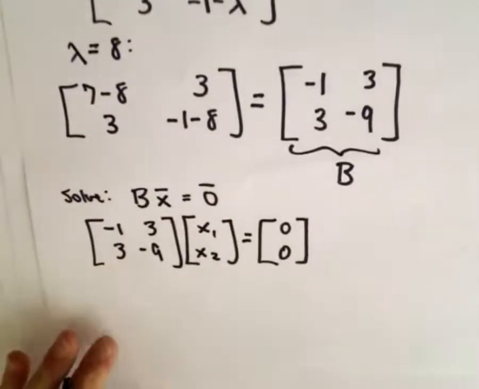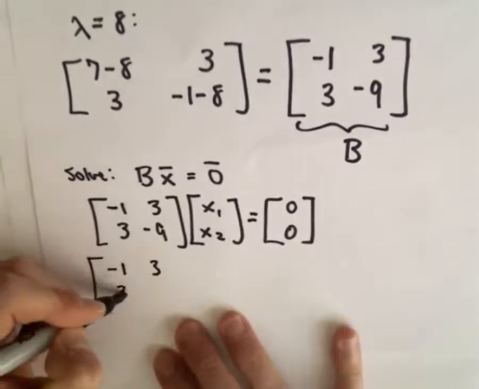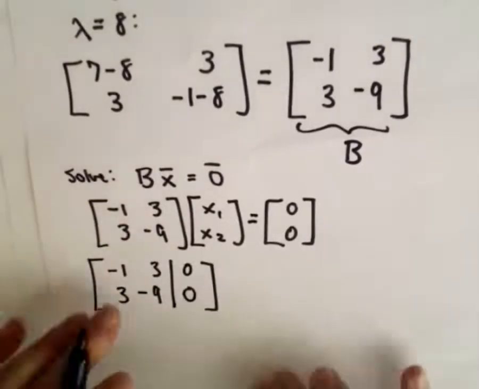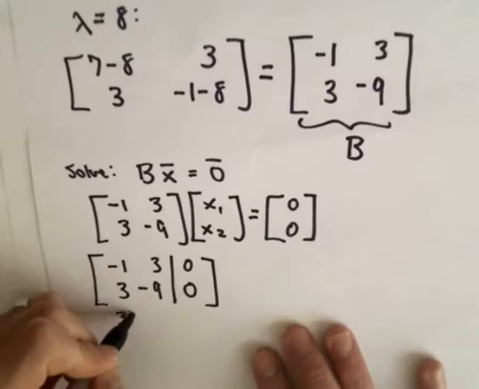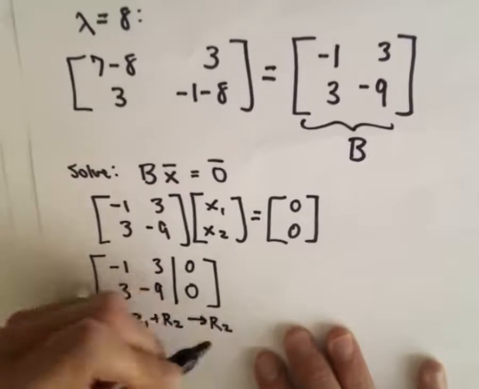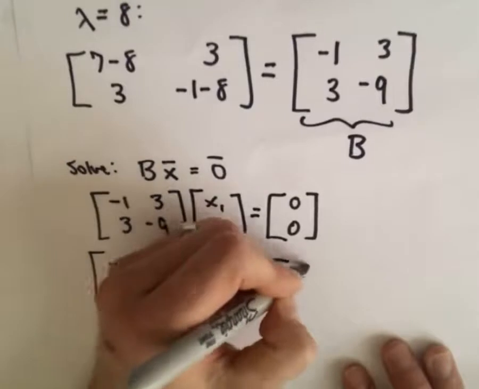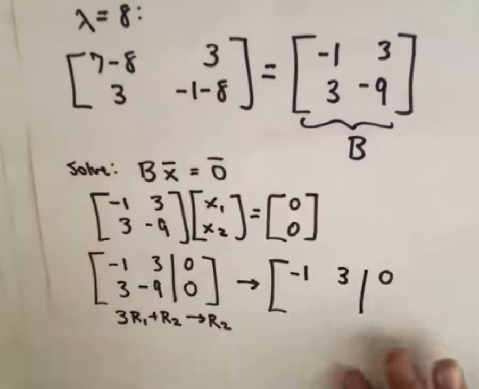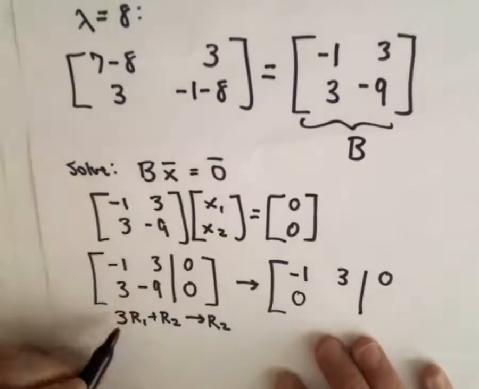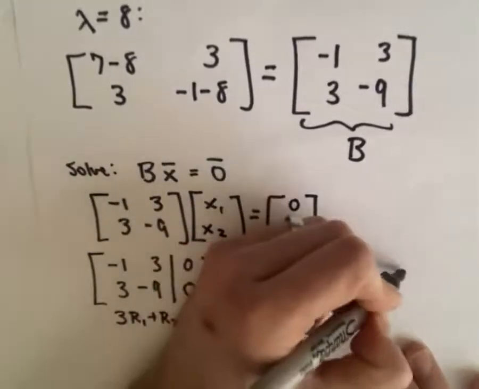So to solve this, I'm just going to use a little bit of row reduction. So we can write this as negative 1, 3, 3, negative 9, and the zeros. It looks like we could take 3 times row 1, add that to row 2 to give us our new row 2. So the first row, nothing's going to change. We'll have negative 1, 3, and 0. So negative 1 times 3 plus 3 will give us 0. 3 times 3 will be 9, plus negative 9 will give us 0. And we still have a 0 at the bottom.